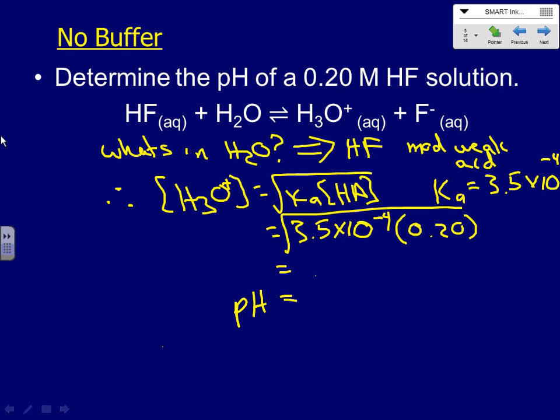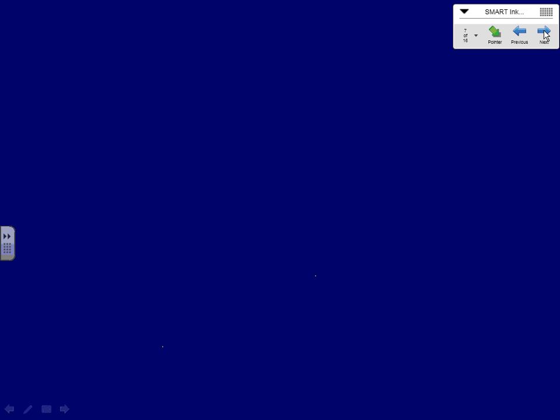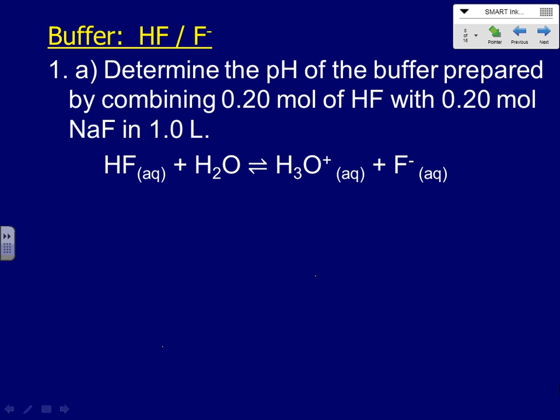Christian, what do you got? 2.08. Okay? So that's just a weak acid. I'm just kind of going over all the different things that we can encounter. Let's now change that and let's determine the pH of a HF/F- buffer solution.